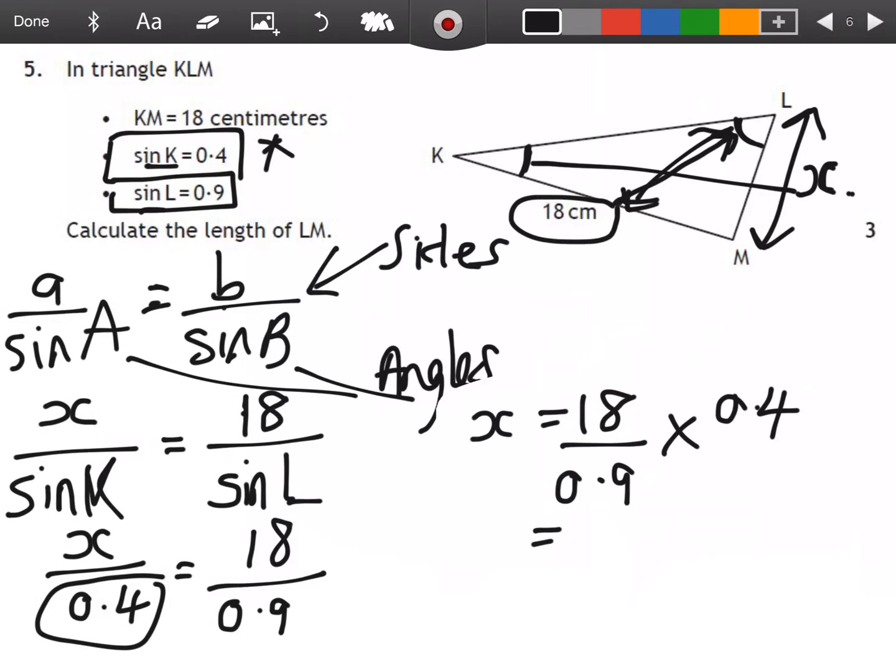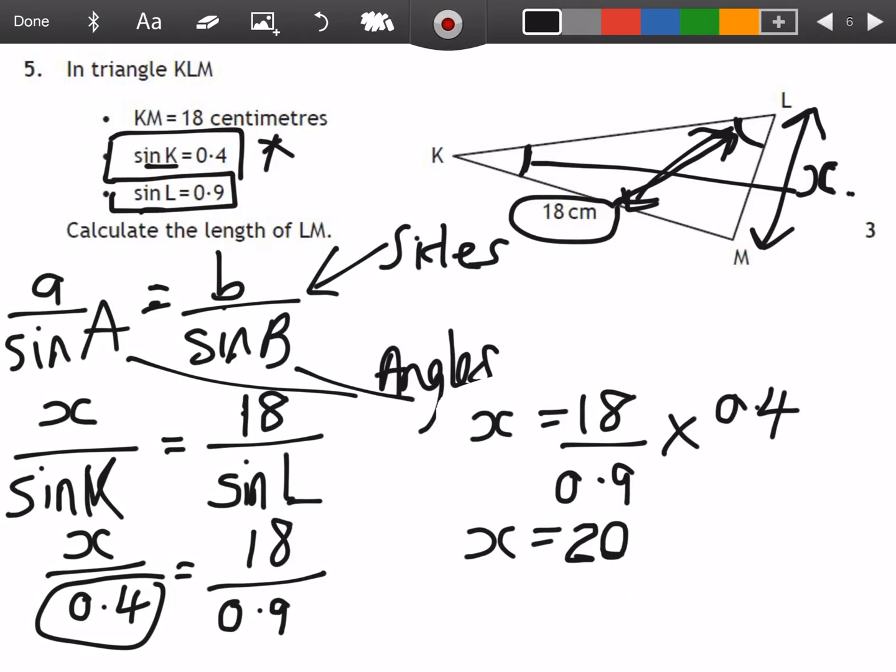So x is equal to, remember this is non-calculator, 18 divided by 0.9. Now, I know that 18 divided by 9 is 2, but 0.9 is a tenth of 9. If it was 18 divided by 1, the answer would be 18. 18 divided by 0.9 is actually 20. You're dividing by a number that's 10 times lower, your answer is going to be 10 times higher.